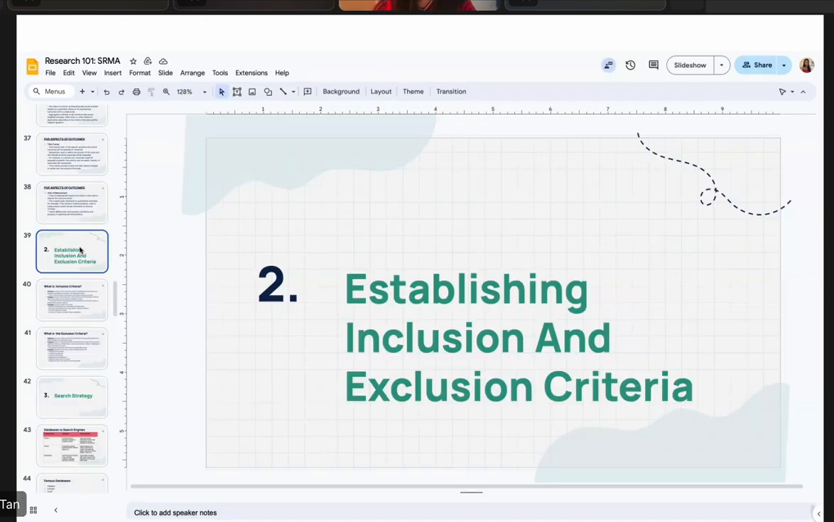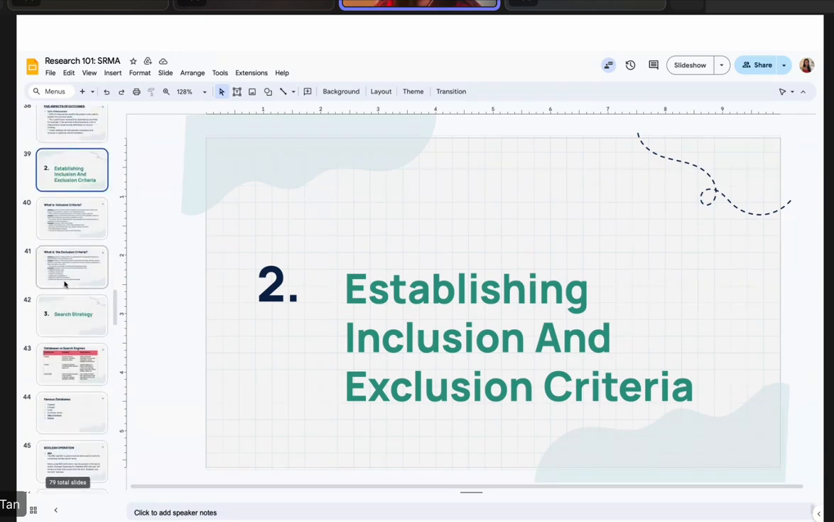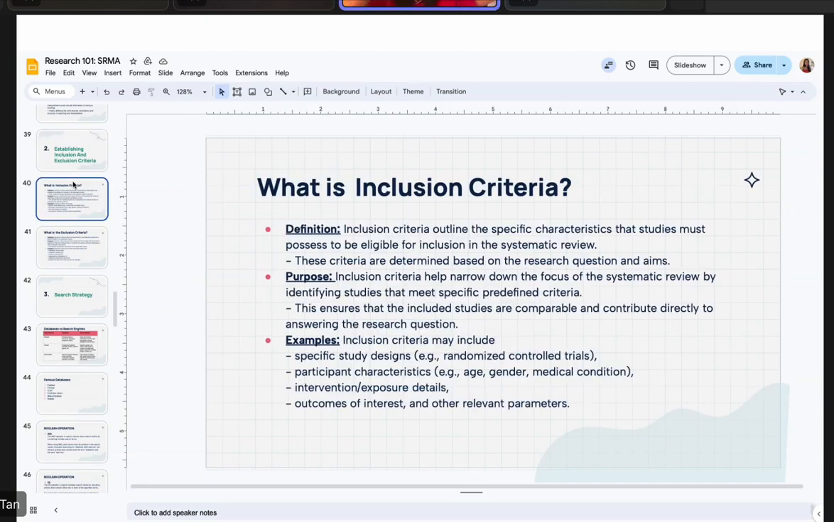Okay. Now, moving on to inclusion and exclusion criteria. Okay, I'm also aware we're short of time, but this one is fairly short. So, what is inclusion criteria?